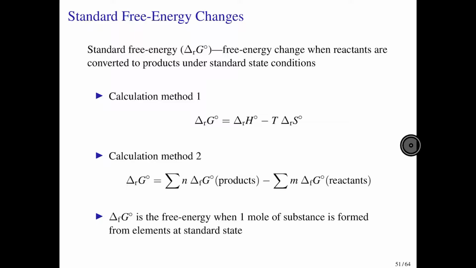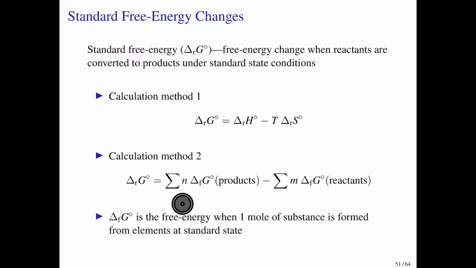This slide illustrates how to calculate delta G. There's two different methods. One I've already mentioned. First, you calculate the enthalpy change for a reaction. You calculate its entropy change, and then you combine those values to calculate the delta G value.